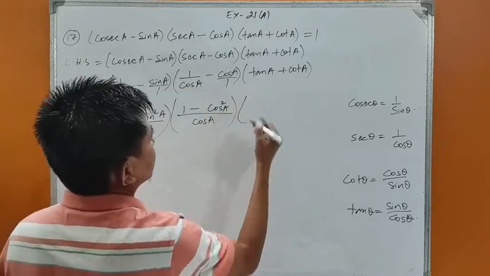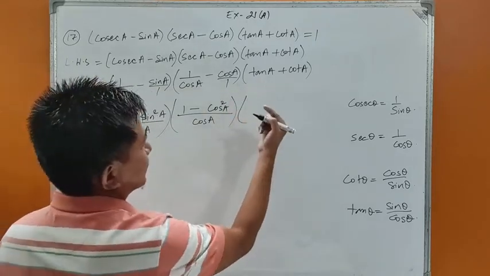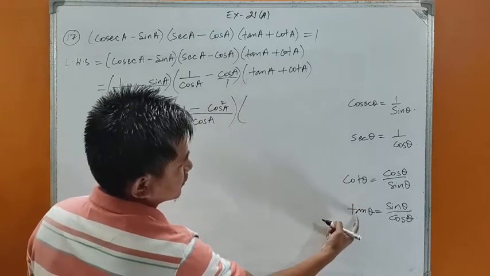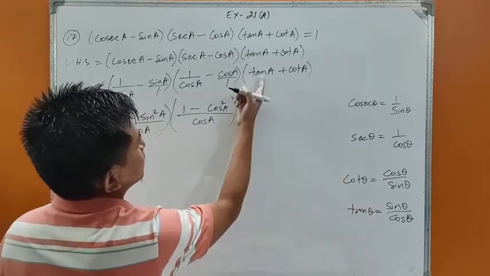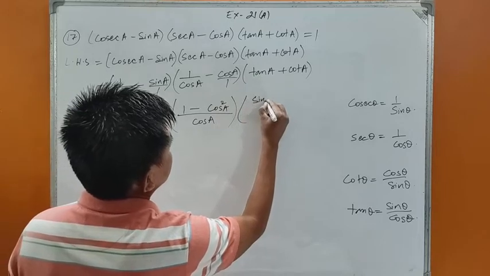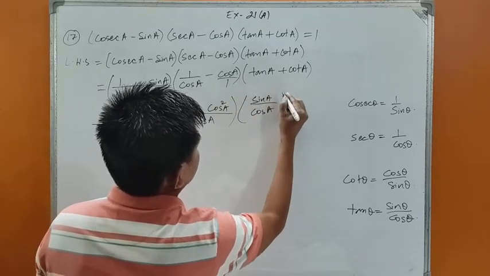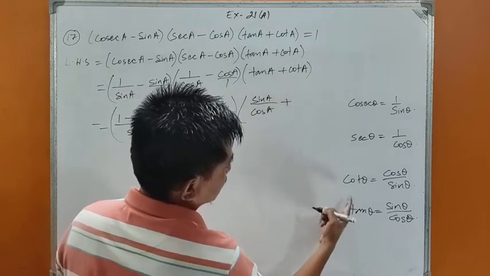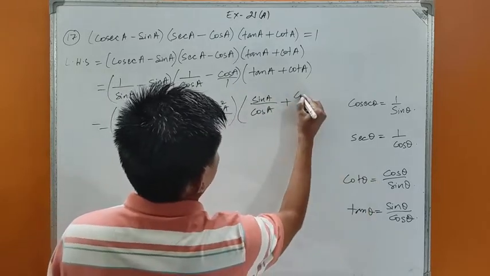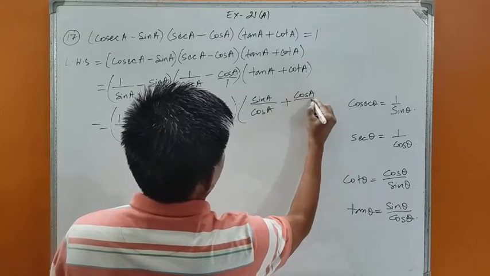So this is tan A. Now let us convert this into sin theta and cos theta. Tan theta means sin theta upon cos theta. So instead of tan A, I write sin A upon cos A. Plus this is cot A. So cot theta means cos theta upon sin theta. Cos A upon sin A.